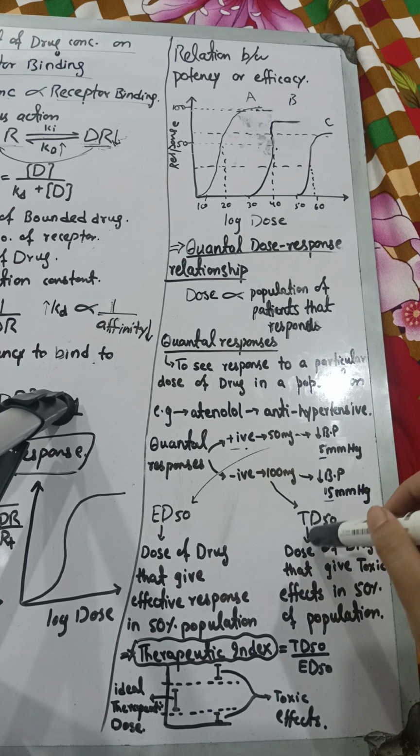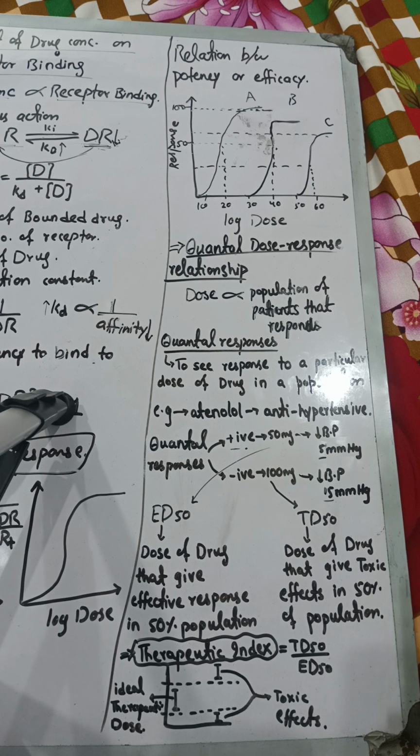But TD50 is the dose of drug that gives a toxic effect in 50% of the population, that it is causing side effects due to its dose, due to some other actions, it is causing the toxic effects. So this concentration is called the toxic dose or TD50. Now every drug which is made in the pharmaceutical industry is made under the therapeutic index. So the definition of therapeutic index is, it is the ratio between the TD50 and ED50, means you are going to compare it.